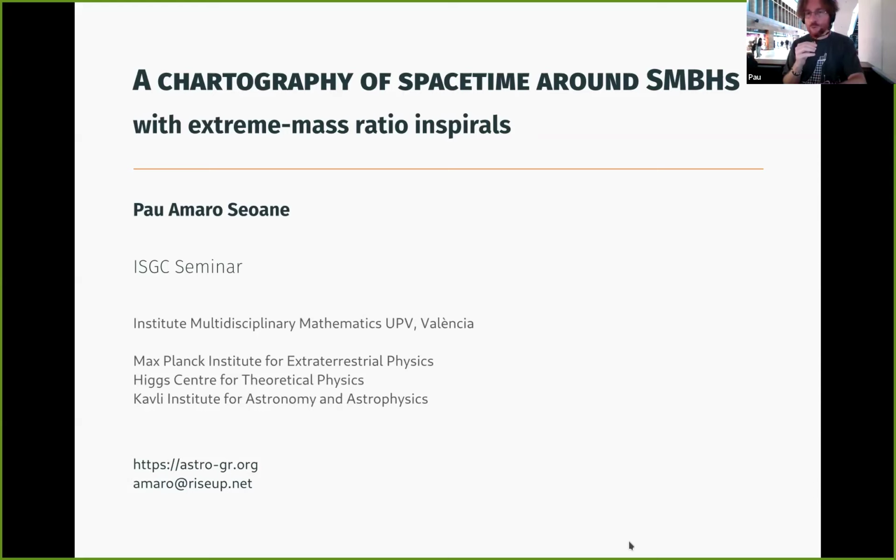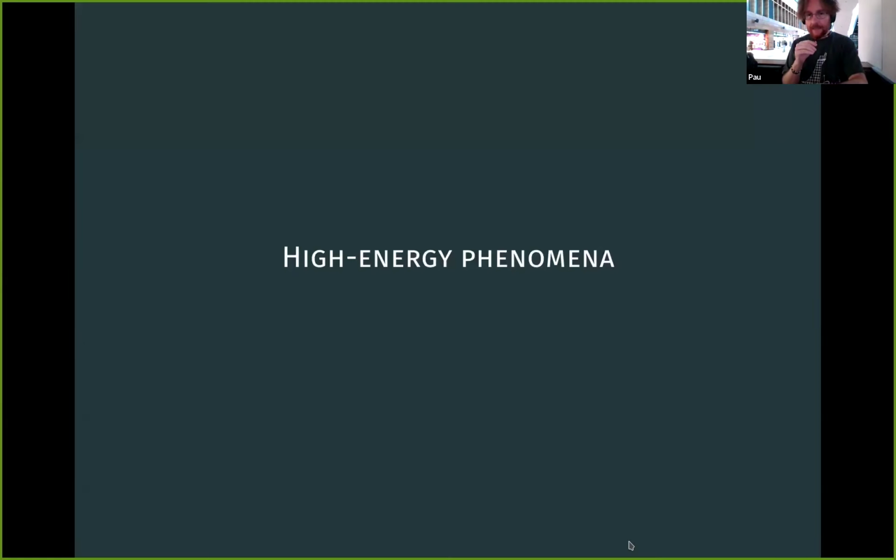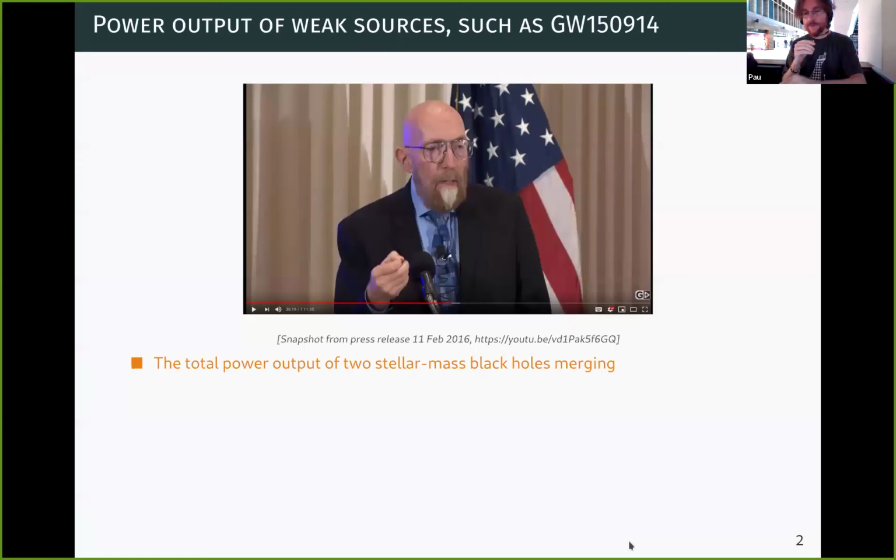Anyway, let me just flash you, and I mean it like that, some slides, just to give you some context. When you talk about high energy phenomena in astrophysics, you refer to accretion and these kinds of things. But real high energy comes in the fashion of gravitational radiation. Look at these numbers. This is Kip Thorne, when he was giving the press announcement, release, or whatever interview about the first detection of gravitational waves.